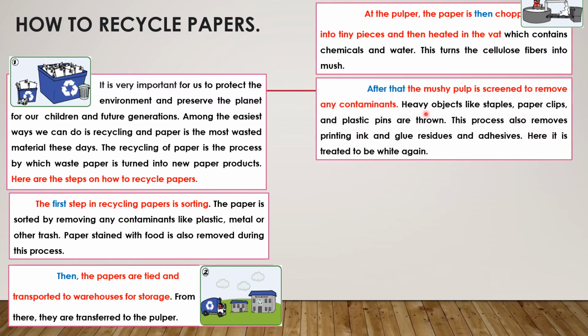After that, the mushy pulp is screened to remove any contaminants. Okay, screen means they are going to be what? Separated. The pulp is going to be separated from the water. So heavy objects like staples, paper clips, and plastic pins are thrown away. These things are going to be taken out. This process also removes printing ink, glue residues and adhesives. All right, these are glues and also ink.